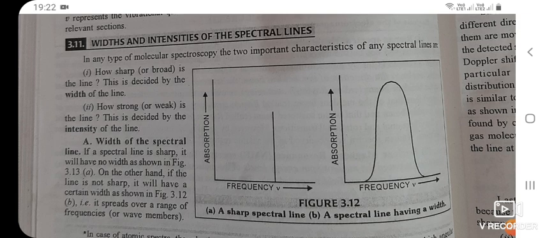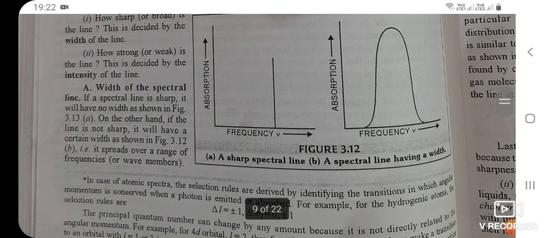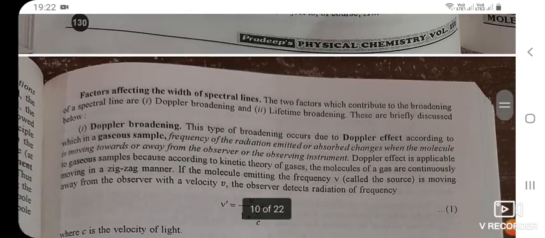Width of the spectral line. If a spectral line is sharp, it will have no width as shown in figure 3.13a. On the other hand, if the line is not sharp, it will have a certain width as shown in figure 3.12b. That is, it spreads over a range of frequencies or wave numbers. Factors affecting the width of spectral lines. The two factors which contribute to the broadening of a spectral line are Doppler broadening and lifetime broadening. These are briefly discussed below.